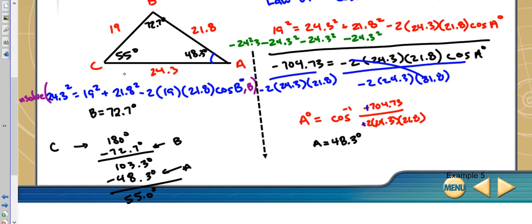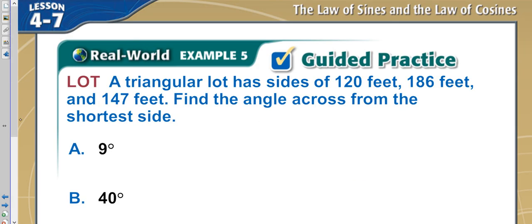That's how you would solve this, and let's check it. The largest side should have the largest angle. The smallest side should have the smallest angle. The middle side has the middle angle. That's true. So it worked out. We did it correctly. Now, here's one for you to try.